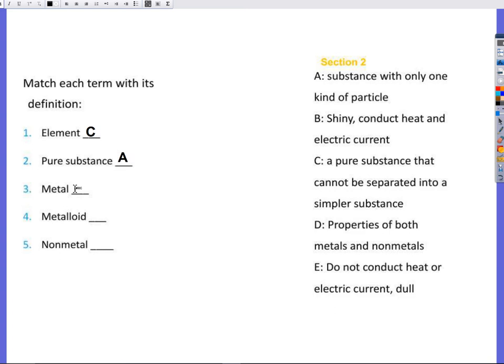A metal is shiny and conducts heat and electricity, so it's a good conductor. A metalloid has properties of both metals and nonmetals. Nonmetals do not conduct heat or electricity, and they should be dull.